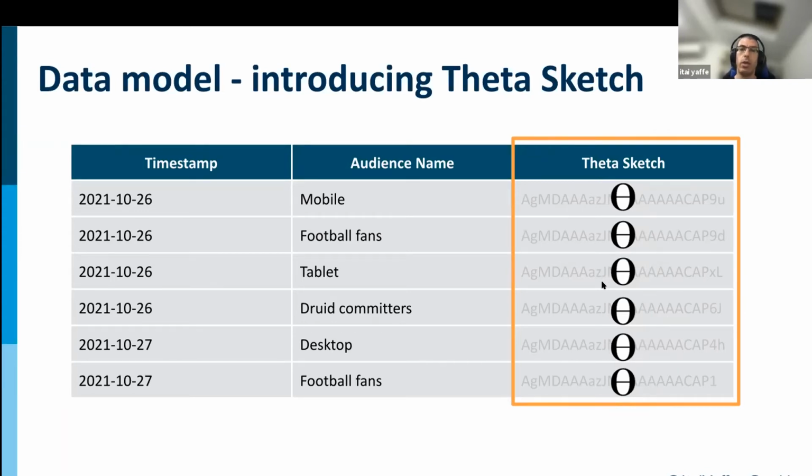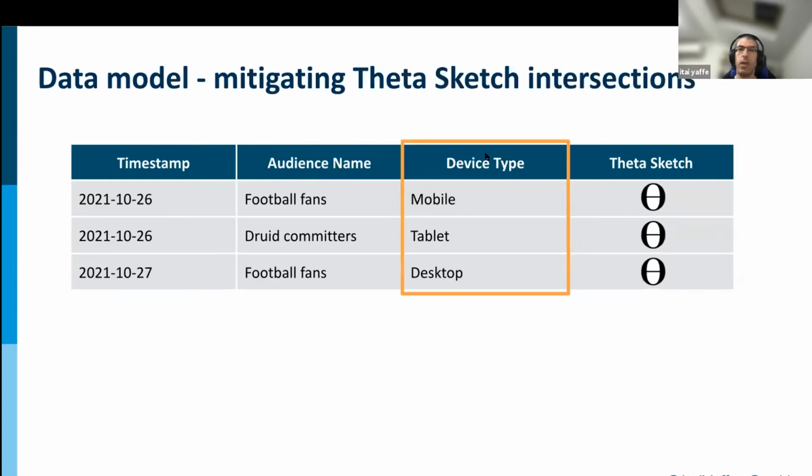Now, there is some kind of con to that, right? Because if, for example, we need to intersect a very large set, like tablet devices, with a very small set, like Druid committers, which unfortunately for us, there is only a handful, then intersecting these two data sketch metrics will probably result in a very high error rate. One way to mitigate that is to extract the device type into a new dimension. And then if we want to know how many Druid committers were using tablets for a given date, there's no intersection. There's only one specific data sketch metric that we need to take or extrapolate the approximated number of unique devices from.